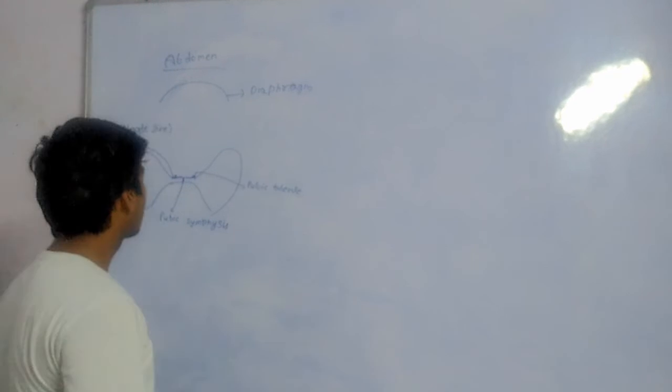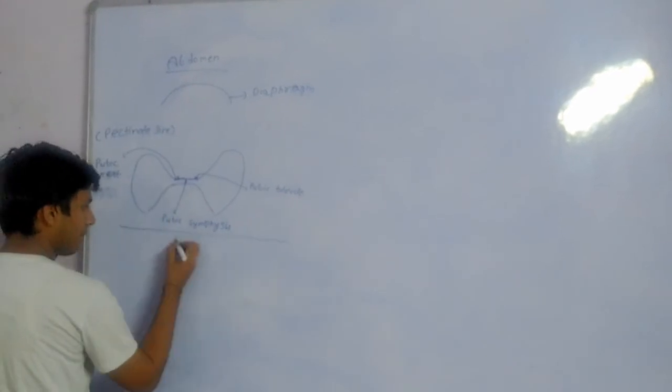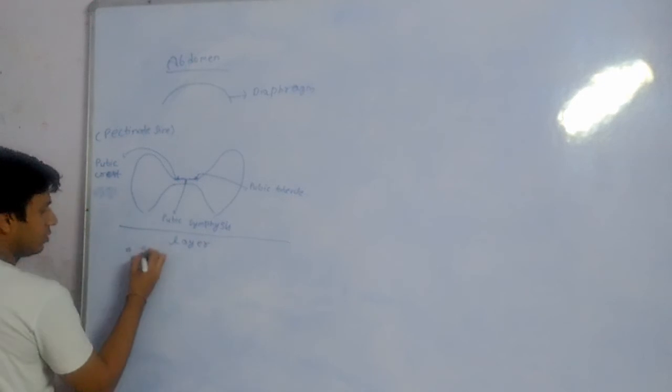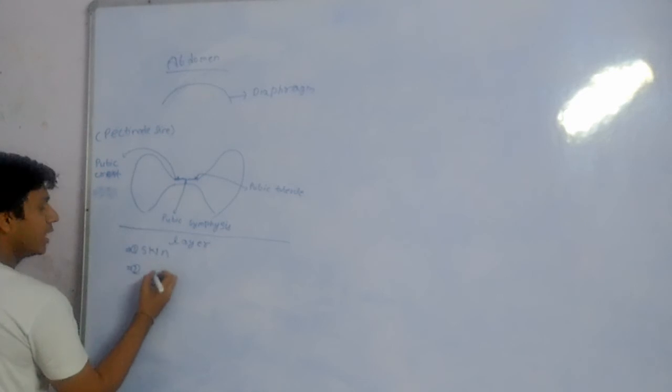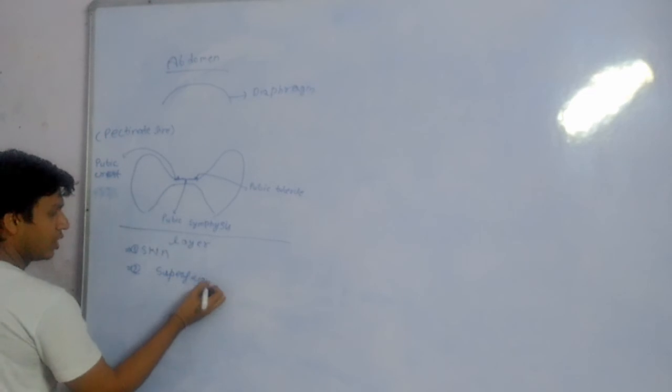So now we are covering the abdominal layers. So what will the layers be? First we know from outside this is skin present. Then this is the first layer. Second will be the deep one, this superficial fascia. This is superficial fascia.